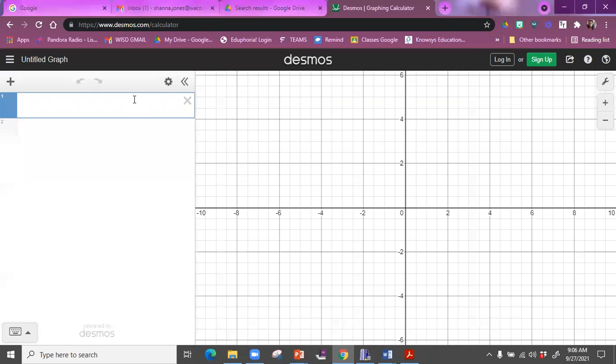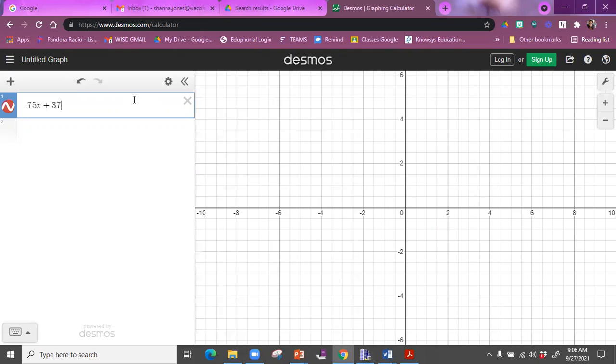All right, so you should have gotten here. And we're going to put in our first equation. So we have 75 hundredths x, and it's going to be plus 37. Click on graphing. It can look like this.